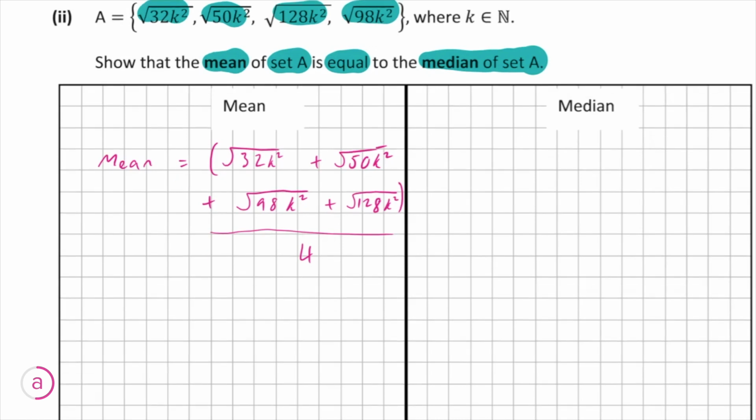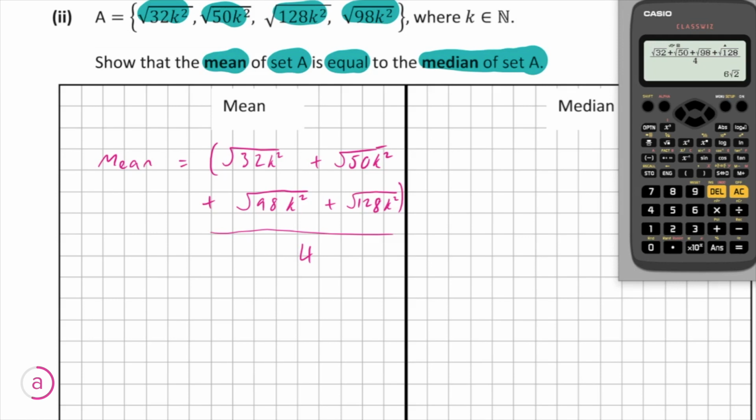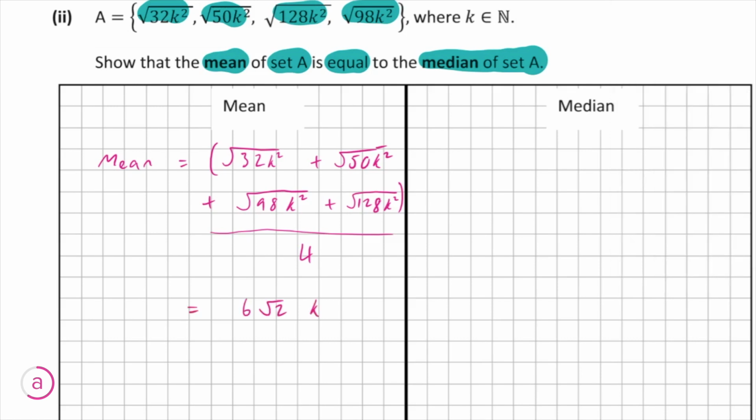And I want you to simplify the surds here into something root 2 in each case, but you can cheat using the calculator, because if you just do this addition on the calculator but just leave out k squared, what you're going to get is 6 root 2, and that's going to be multiplied by k because the square root of k squared is just k, and we can add that in afterwards. So that's just going to be equal to 6 root 2k.